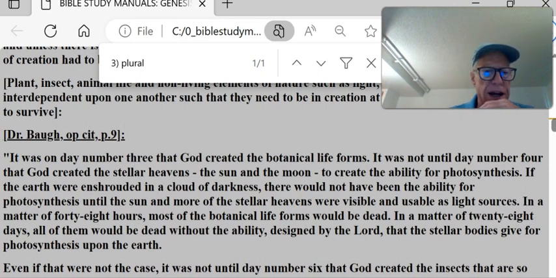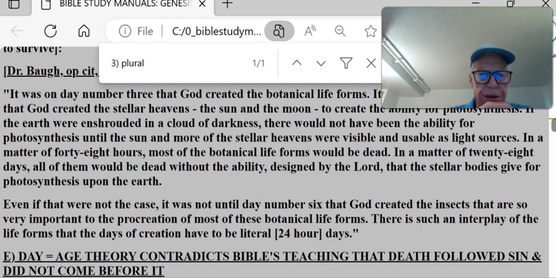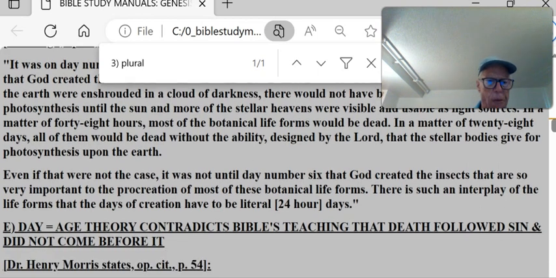Dr. Ball says, it was on day number 3 that God created the botanical life forms. It was not until day number 4 that God created the stellar heavens, the sun and the moon, to create the ability for photosynthesis. If the earth were enshrouded in a cloud of darkness, there would not have been the ability for photosynthesis until the sun and more of the stellar heavens were visible and usable as light sources. In a matter of 48 hours, most of the botanical life forms would be dead. In a matter of 28 days, all of them would be dead without the ability, by design of the Lord, that the stellar bodies give for photosynthesis upon the earth.